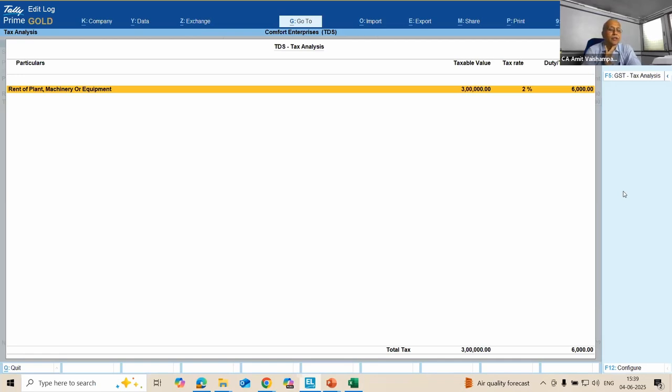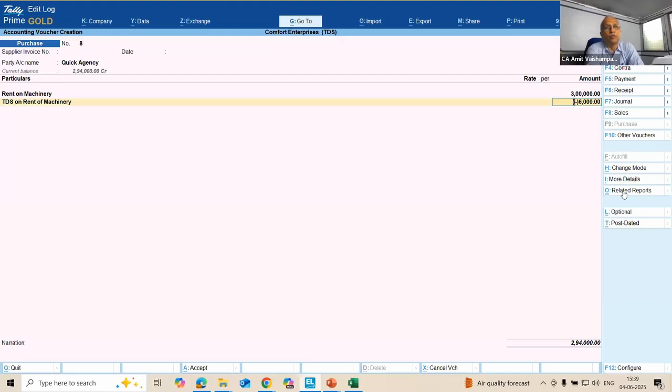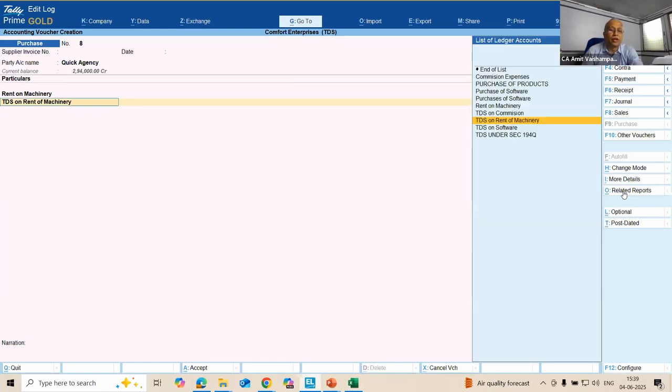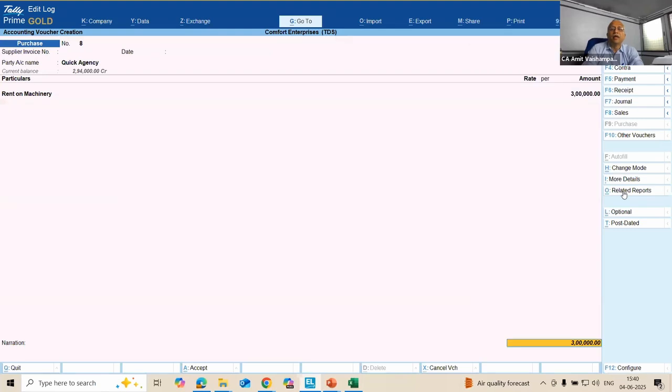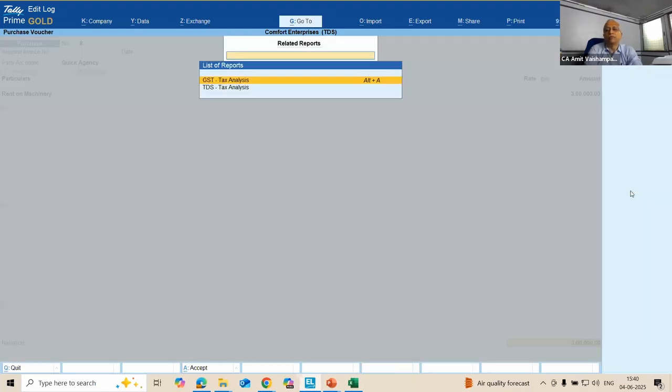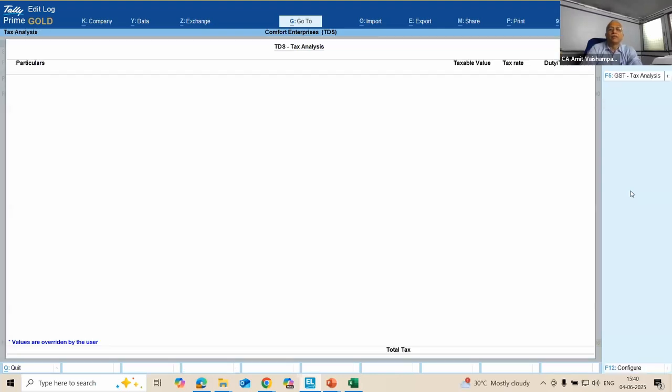In case there is a difference, the Tally system, the way it is configured, assumes that a person who understands TDS will configure the system at once. The person who will be doing the bill passing activity may not have knowledge of TDS. So he'll only pick up this particular ledger. Suppose the person passing this transaction has forgotten to select this particular ledger, you go to related reports, go to TDS analysis.